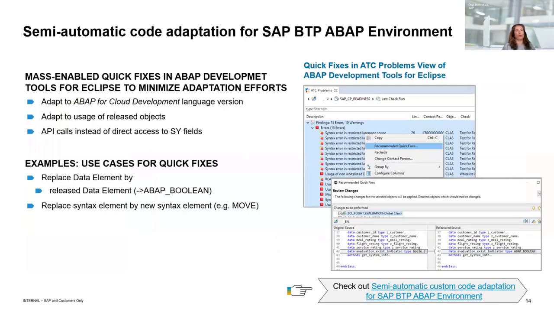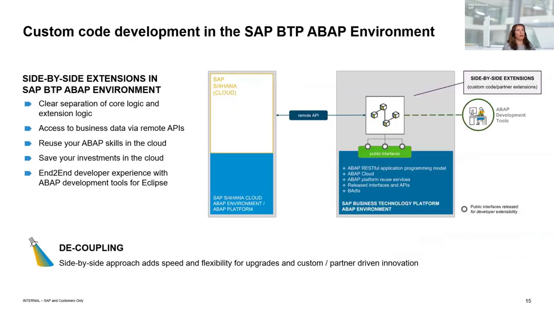And as I already said, we also offer quick fixes for adaptation to BTP ABAP environment. The same procedure: use ABAP development tools for Eclipse, run the cloud readiness check variant and adapt the code using the quick fixes. And the remaining part you will need to apply manually after applying the quick fixes. Further, after adaptation of your code for BTP ABAP environment, you can, of course, start developing in a side-by-side approach using innovative technologies of the ABAP cloud development model, using the ABAP cloud enabled language version, RESTful application programming model, and so on, and develop your solution in side-by-side mode.